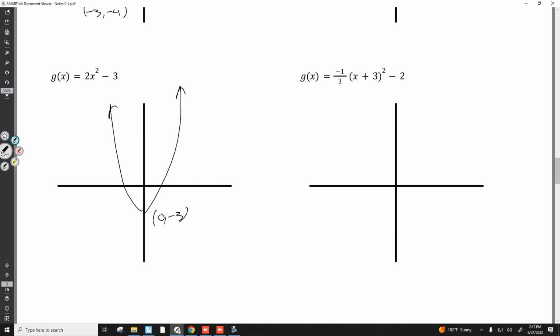Order of operations. X is being squared times 2 minus 3. I'm taking my x squared graph, stretching it, and then subtracting 3. I'm not going to go right or left at all. Start with your x squared graph. Now, this is different.